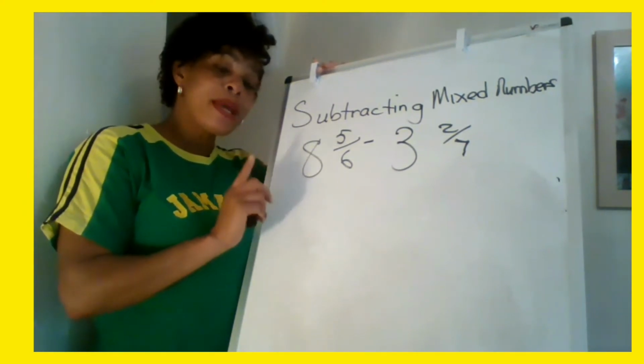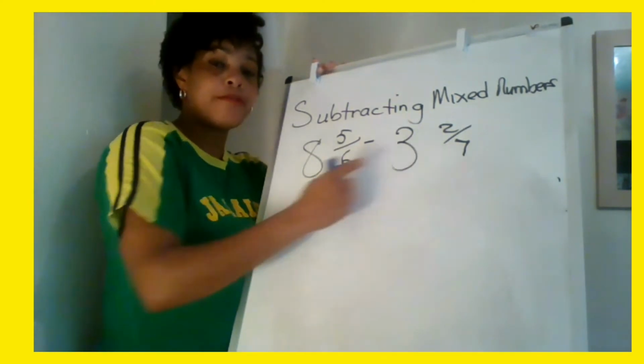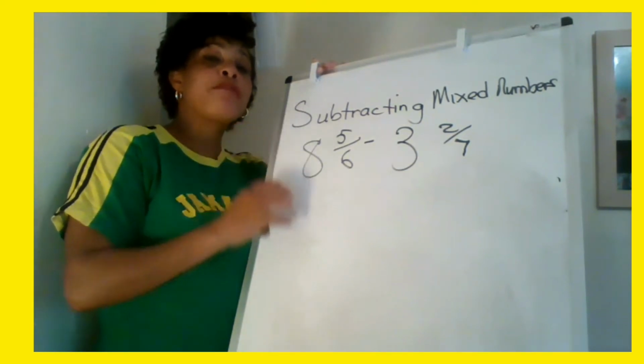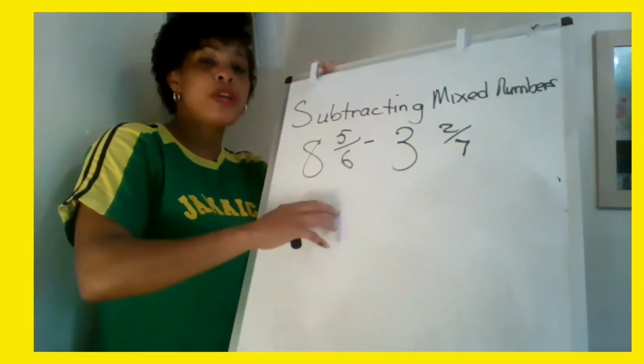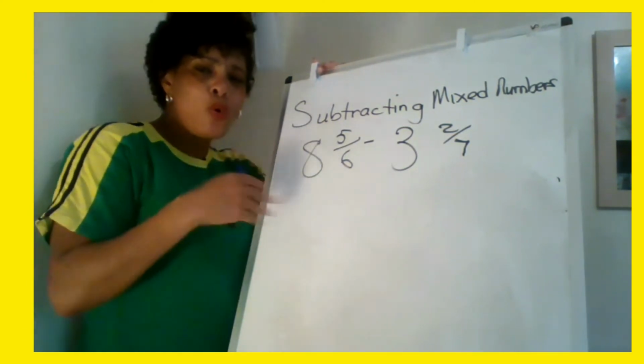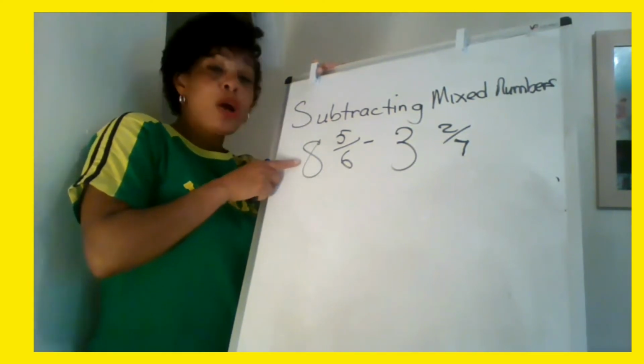So remember, a mixed number is made up of a whole number and a fraction, while an improper fraction is a fraction in which the numerator is bigger than the denominator. So let's look back at the whole picture of a mixed number. A mixed number is one in which you have whole ones.